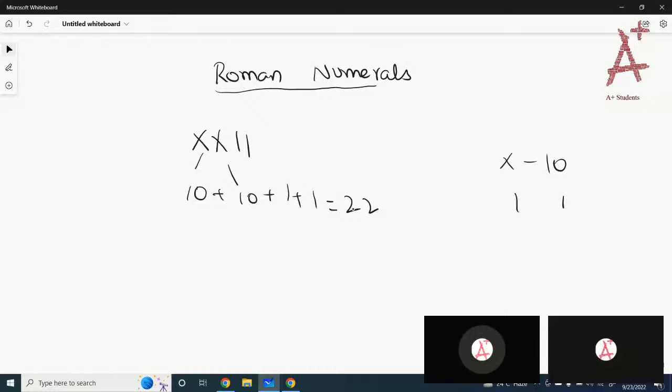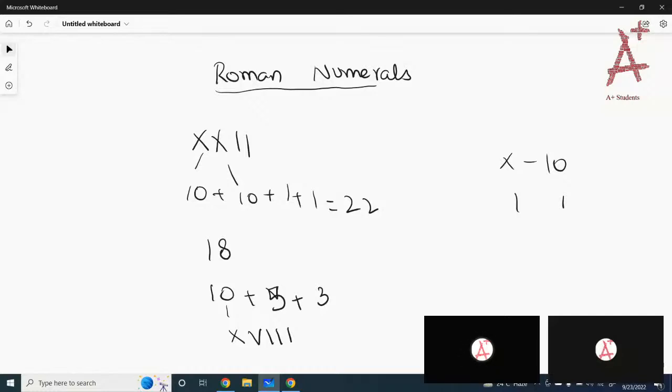Okay, the next one is, how would you write 18 as Roman numeral? So we have to write 18 as a Roman numeral. So we know that 18 is 10 plus 5 plus 3. So we can write 10 as X, 5 as V, and 3 as I, I, I. So this way we can write 18.